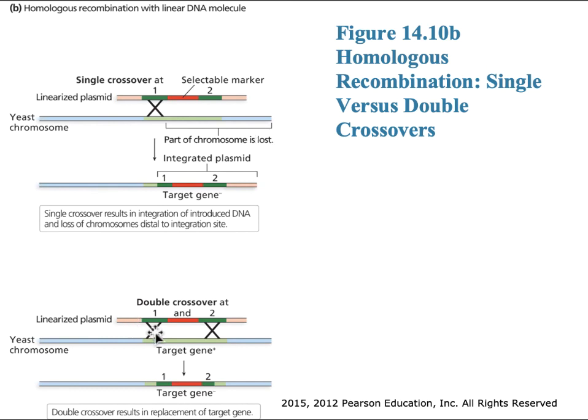In a double crossover, only the central portion of the plasmid, the linearized plasmid or the exogenous DNA, is incorporated into the target region on the chromosome, but both chromosome arms are left intact, attached to the original piece of DNA. Therefore, scientists have options and choices to make in order to determine which of these events is required and which one actually took place.